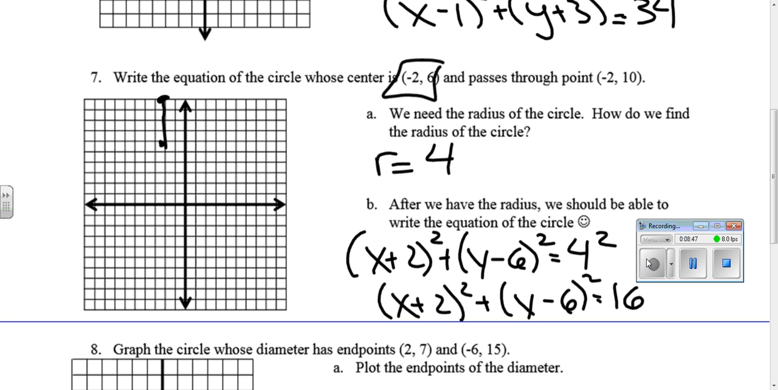All right, taking a look, my center is at negative 2, 6. It also passes through the point negative 2, 10. What's nice about this one, guys, is that it's a completely vertical line, so I can just count the boxes. I don't have to use the distance formula. So I see that my radius here is 4. When I plug it into my equation, it's the opposite of your x, opposite of your y, and then your radius squared. And 4 squared is 16.